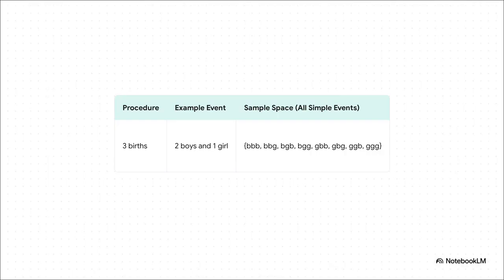And this slide right here is fantastic because it just ties all those definitions together. Take a look. Our procedure is observing 3 births. The sample space on the right is the complete list of all 8 possible outcomes. And our event, 2 boys and 1 girl, isn't just one thing. It's actually a collection of 3 different simple events from that sample space. See how that all fits together?